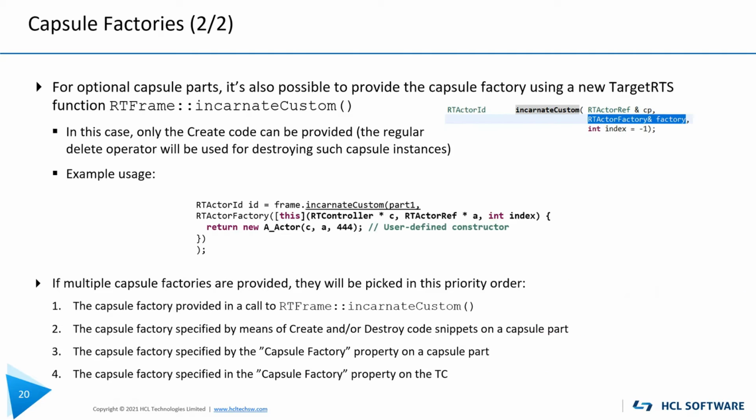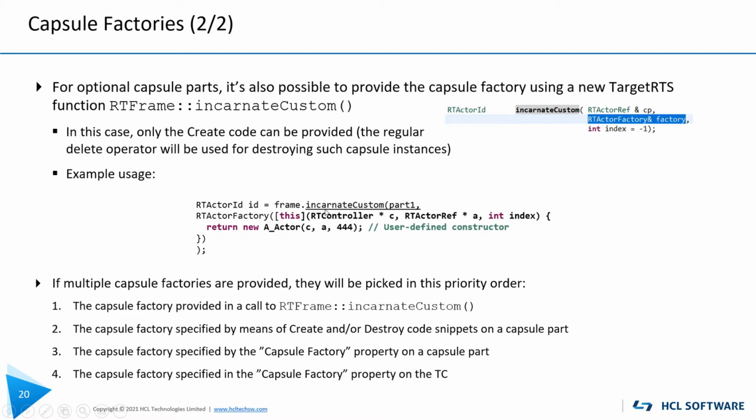We also have one more way of writing code snippets for the capsule factory, which is this incarnate custom function. This is a change related to our target RTS, and it is applicable for optional capsule parts. We have this incarnate custom function where the parameters go like this: the capsule part, the RT factory, and the index. In this case, we can write the code snippets inside the incarnate custom function, and destroy functionality will be provided by the delete operator, as you see in this code snippet here.